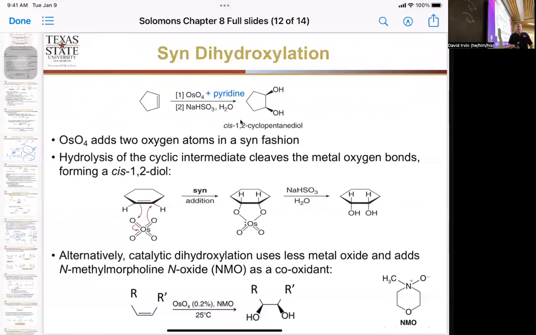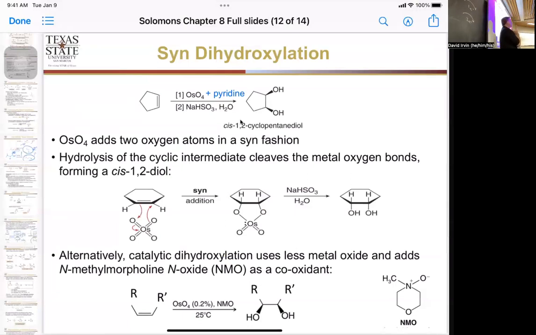So the reagent of choice here is osmium tetroxide. So it's osmium with 4 oxygens on it, and 2 of those oxygens are going to transfer. Now, the really cool thing about osmium tetroxide is it forms this intermediate here. This is called an osmate ester. This osmate ester does Syn addition because it's forming this 5-membered intermediate on one side of the ring.